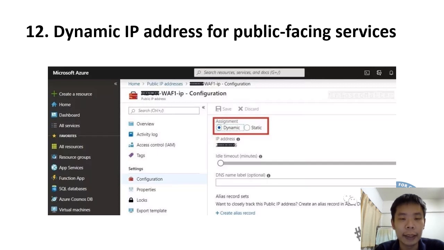Number 12. Dynamic IP address for public-facing services. This is not a real security hole in itself, but it is a serious misconfiguration for any public-facing system. If the IP address is dynamic, it means that it can be changed at any time, such as after a reboot or DHCP lease renewal.